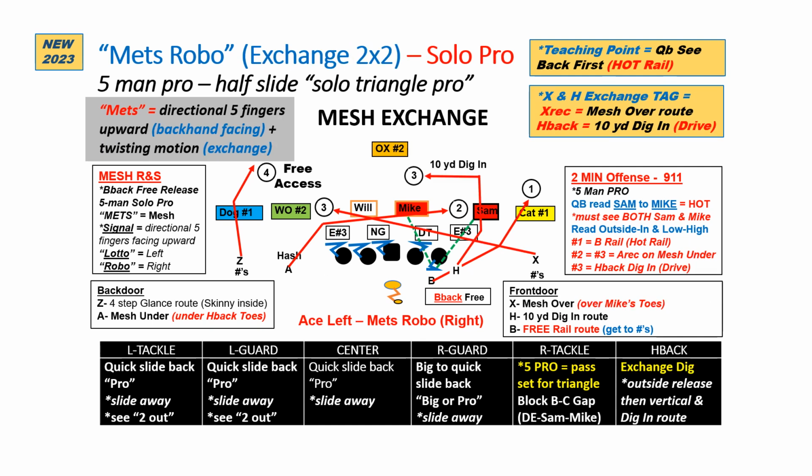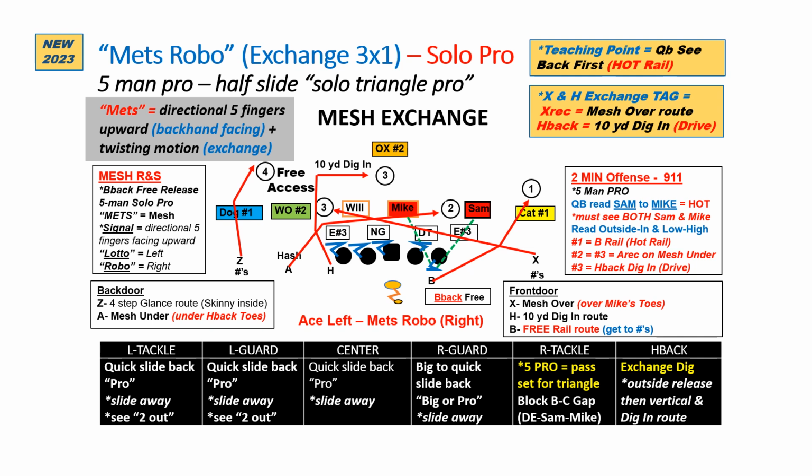A couple simple variations are to first do what we call a mesh exchange, where the H and the X will just exchange routes. The H now will go first and run a 10-yard dig in route, and the X will run the over route on the mic. Quarterback still will read the Sam, looking for the back on the rail, to the A on the under, and now the 10-yard dig in route by the H.